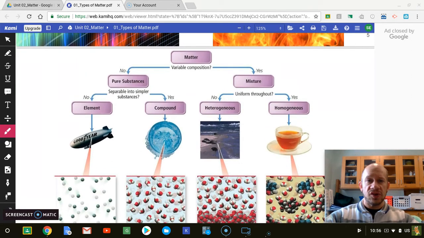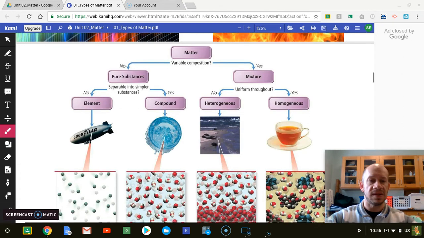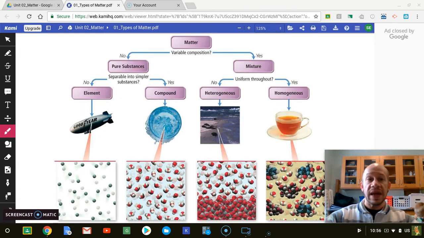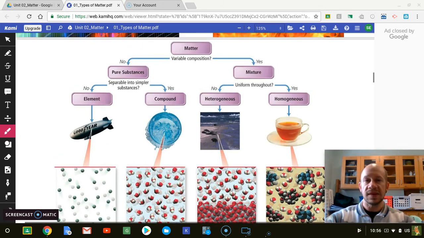The first question: if we have something, does it have a variable composition? If not, we will define that as a pure substance. Pure substances we would ask ourselves, can they be separated into simpler substances? If not, then it's considered an element. An element is the simplest substance. If it can be separated, that is considered a compound. So elements and compounds are both pure substances.